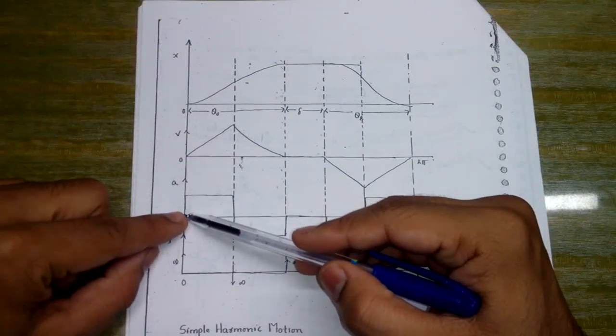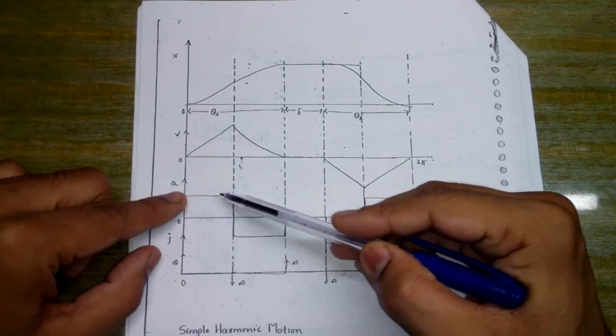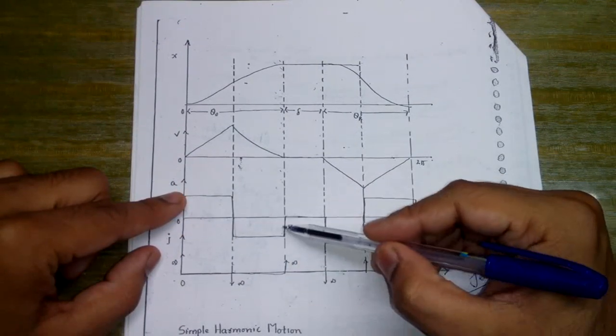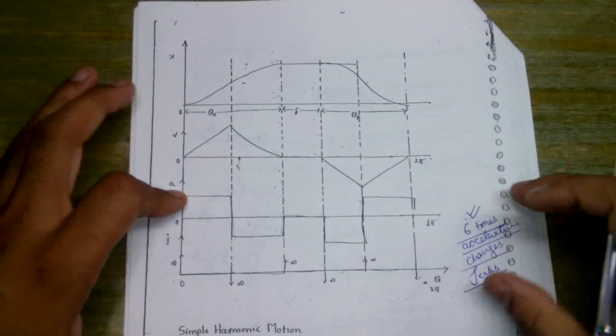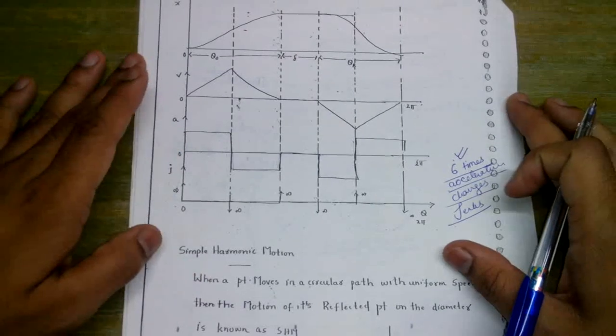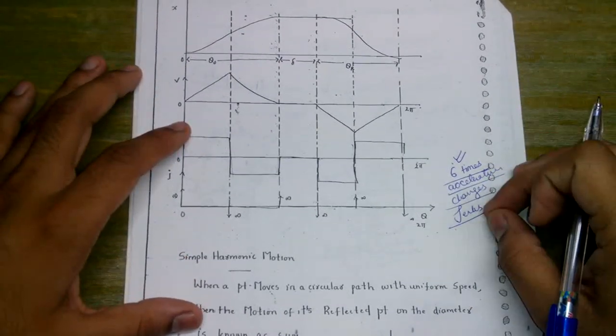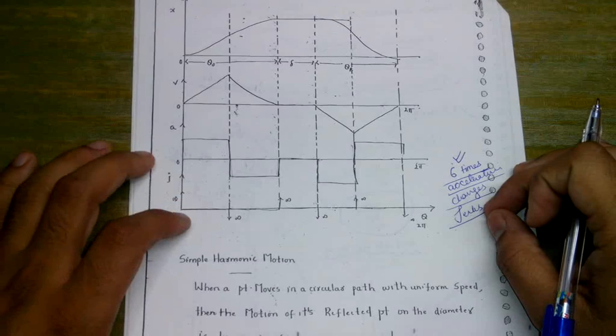See, this is the acceleration graph. Here it is changing 1, 2, 3, 4, 5 and 6. Since the acceleration is changing 6 times, we are having the jerks 6 times in this particular diagram.